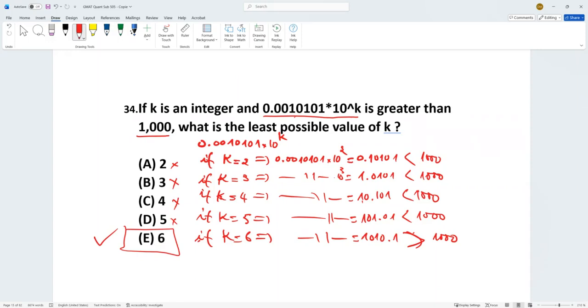So that's how you can go about finding the answer to that particular question. So let's move to question number 35.